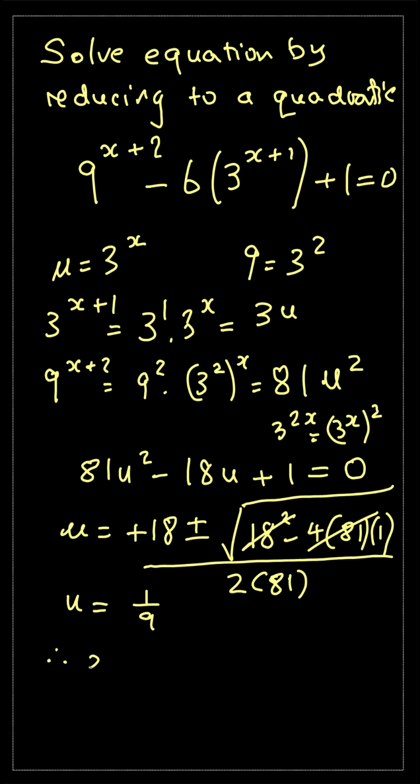So therefore, translate back to x: you've got 3 to the x equals 3 to the minus 2. 1 over 9 is 1 over 3 squared, which is 3 to the minus 2. So therefore that implies x equals minus 2. There you have it.